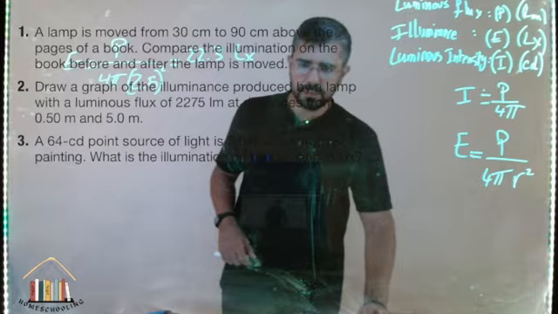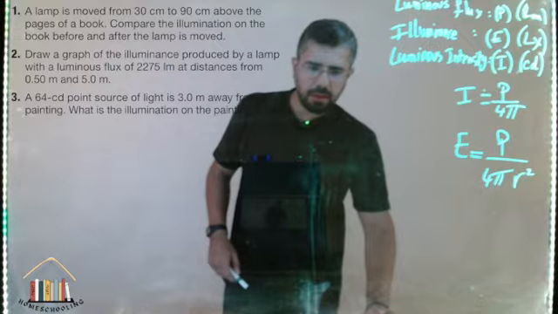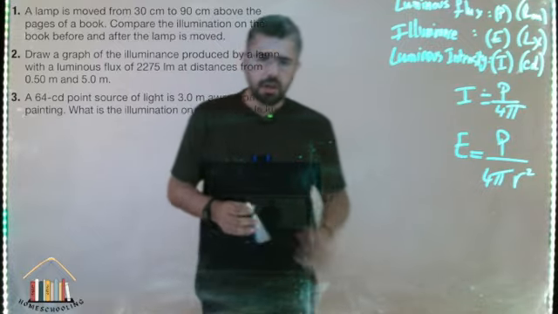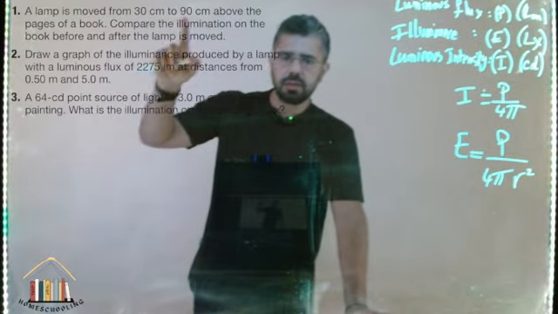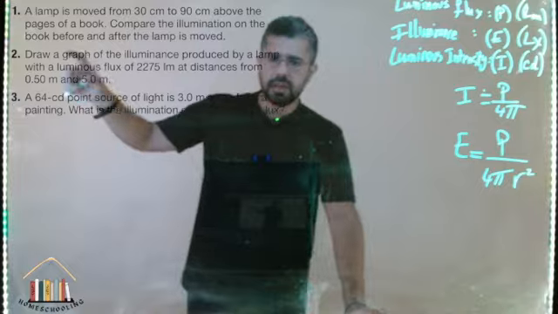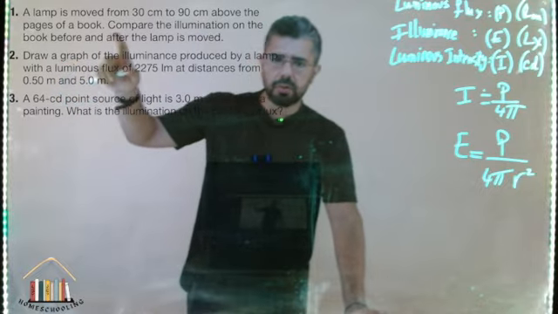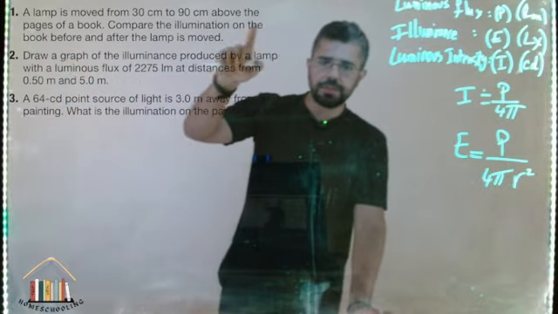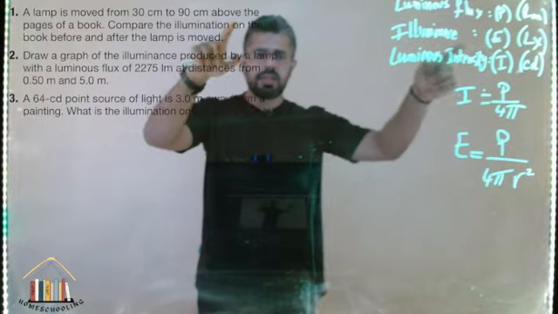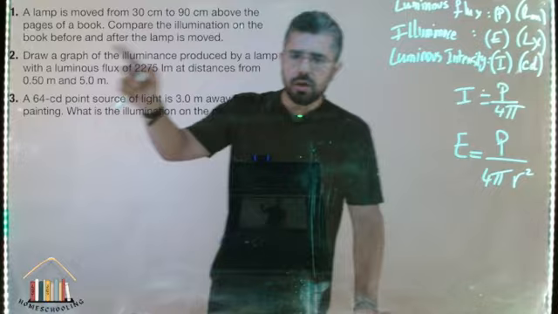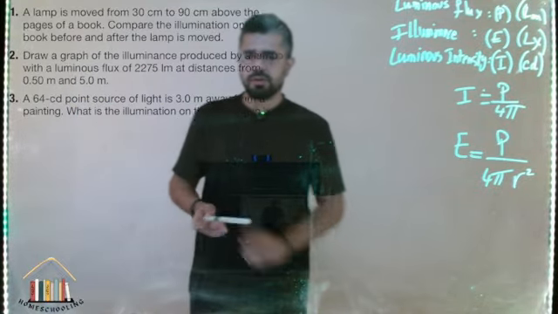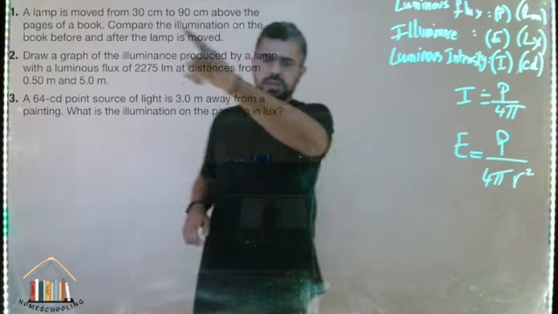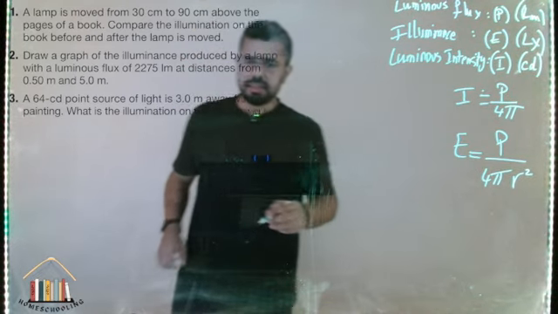Let's clean the board first. All right, so let's continue with question 1. A lamp is moved from 30 centimeters to 90 centimeters above the pages of a book. Compare the illumination. So we are talking about E, the illuminance, on the book before and after the lamp is moved. In the first position it was at 30 centimeters and then moved to 90 centimeters.